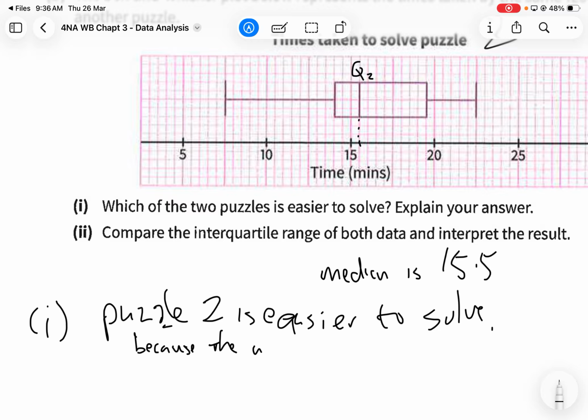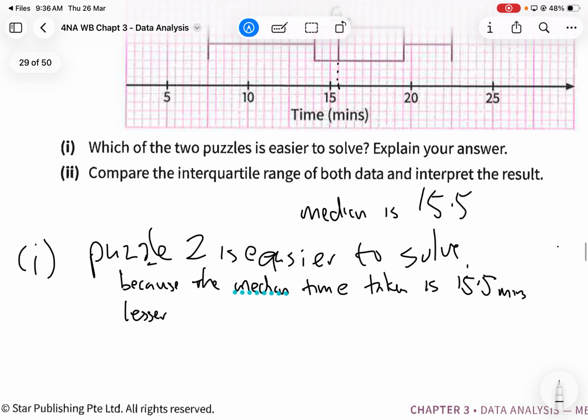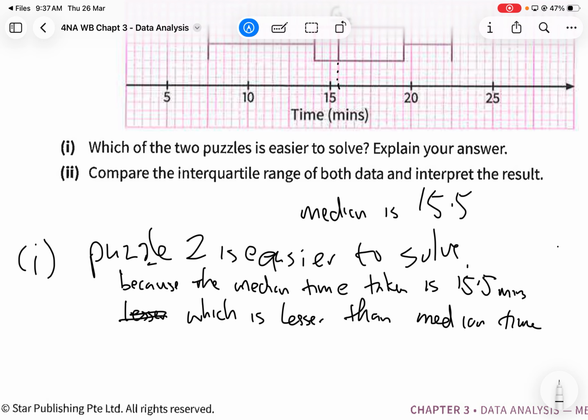So in this case, you will say, puzzle 2 is easier to solve because the median time taken is 15.5 minutes, which is lesser than the median time in puzzle 1. So we back up our answer with this number. Then you will sure get your full marks.